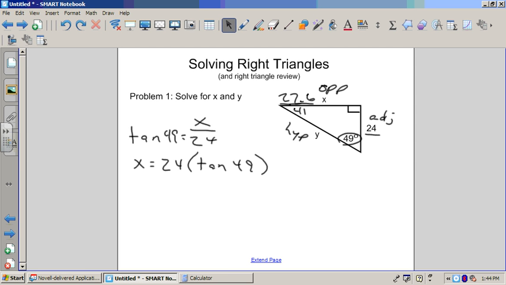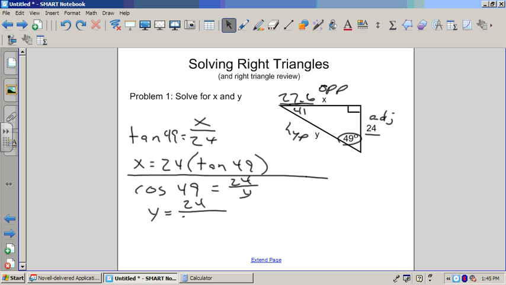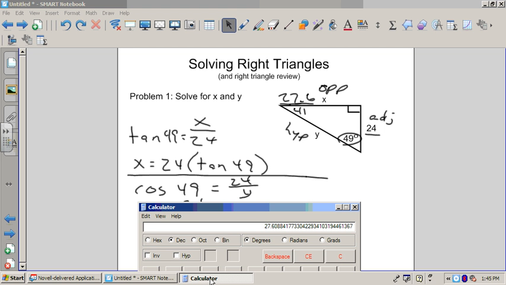How about y? Y uses the hypotenuse. I know the adjacent and the hypotenuse. That's the cosine. So the cosine of 49 degrees is going to be equal to the adjacent over the hypotenuse. So y must be equal to 24 over the cosine of 49. What is 24 divided by the cosine of 49?